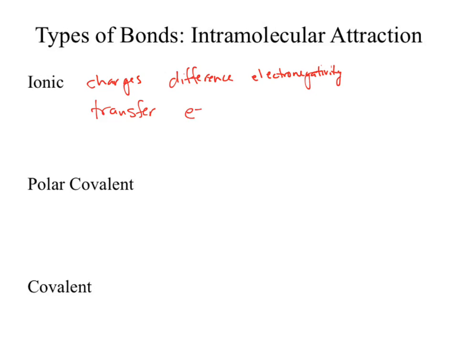Okay, what happens if we look to the extreme? We look at the opposite of that, a covalent bond. Do we have any of these charges? No. Do we have a difference in electronegativity? No. Okay, no difference in electronegativity. I'm abbreviating now. Do we get a transfer of electrons? No. What do we get instead of a transfer of electrons? We have a sharing of electrons.